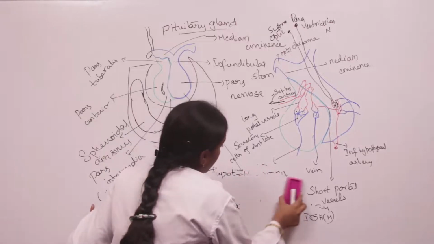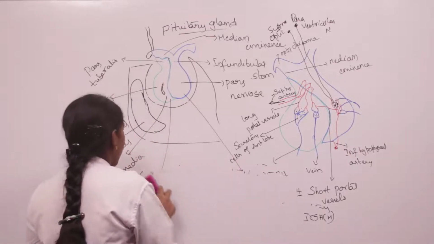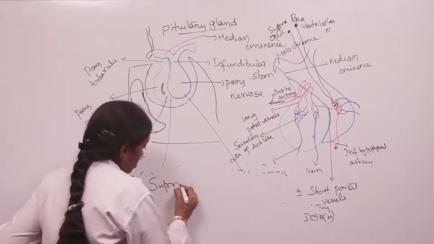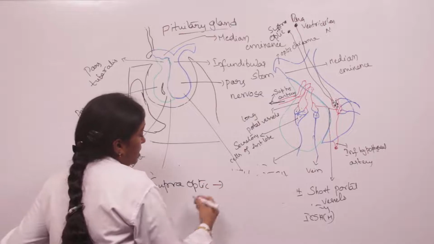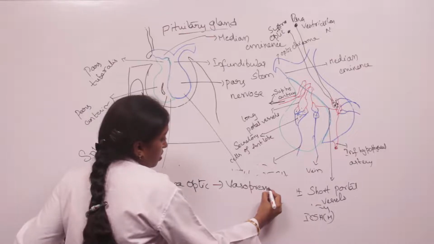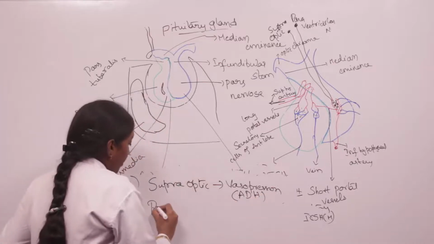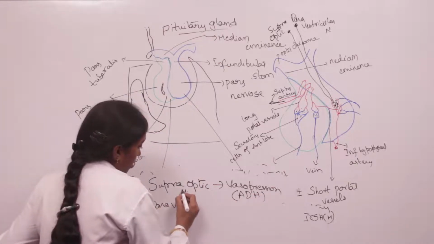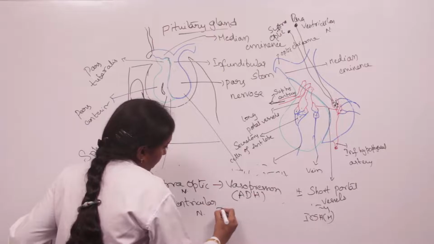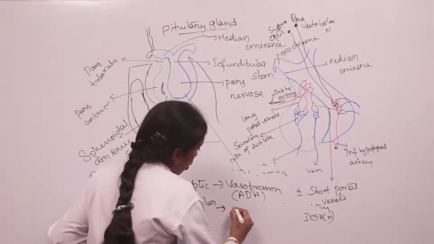So the posterior pituitary does not synthesize any hormone. It acts as a storehouse of the hormones which are released by the hypothalamus. The supraoptic nucleus synthesizes the vasopressin, which we can otherwise call antidiuretic hormone. And the paraventricular nucleus synthesizes the oxytocin hormone.